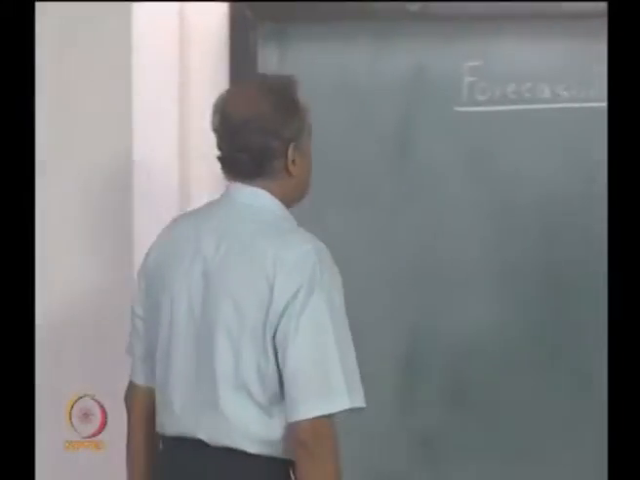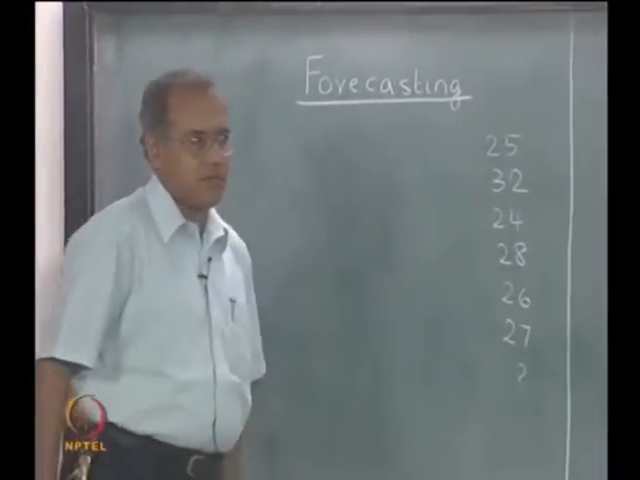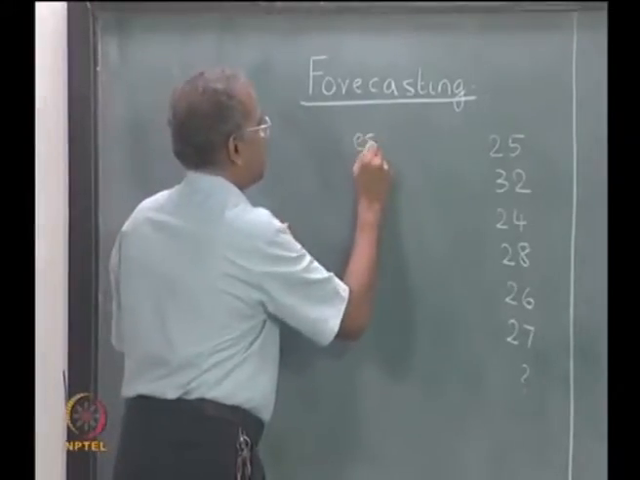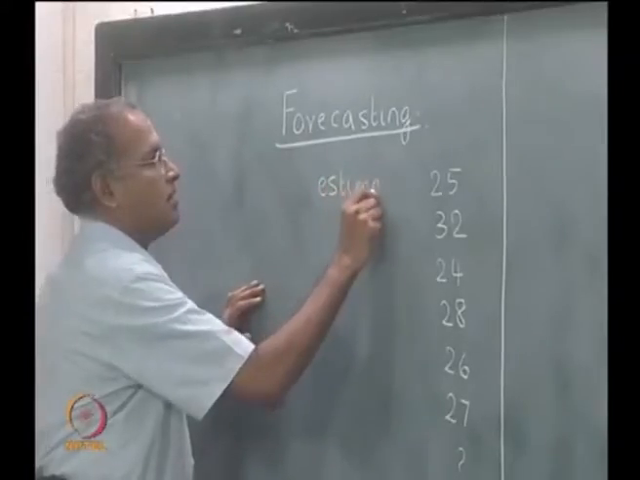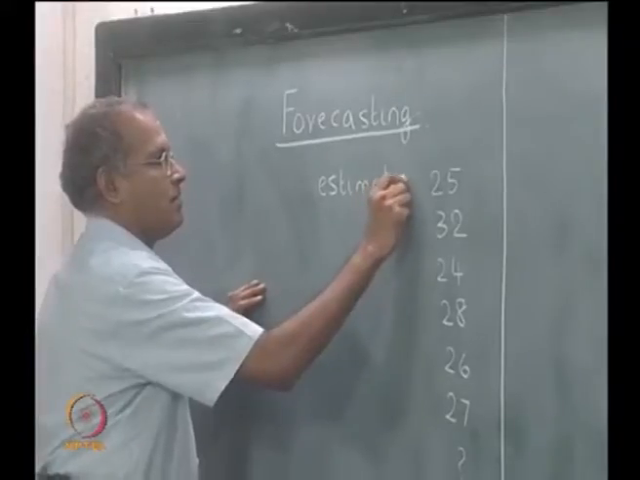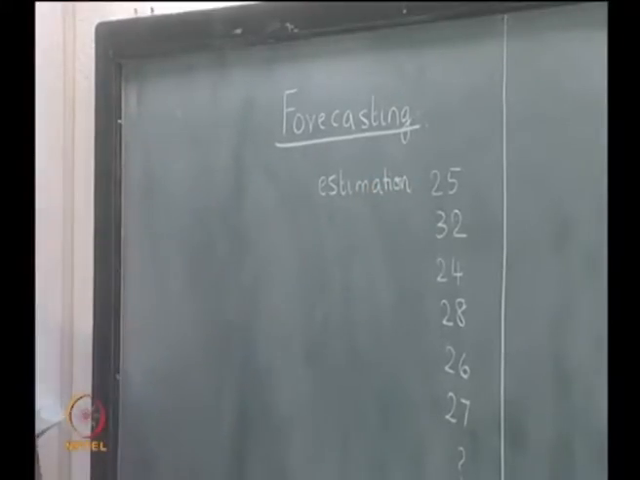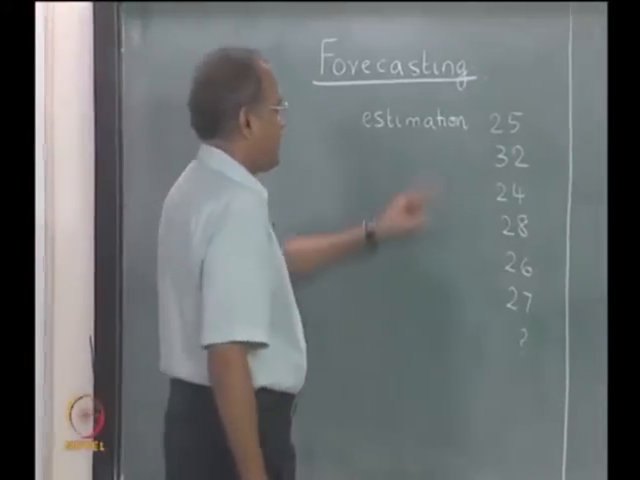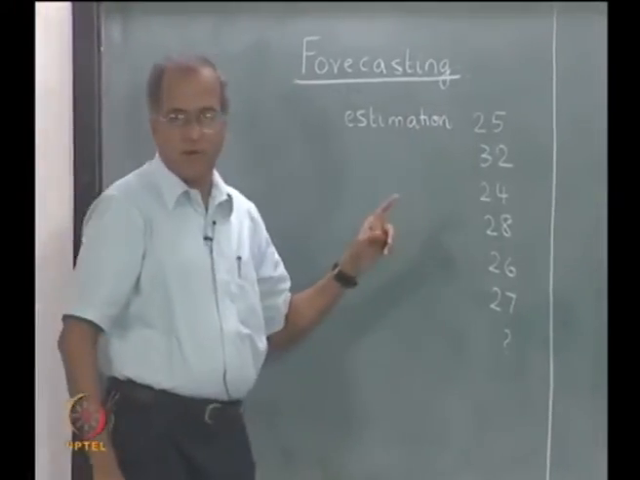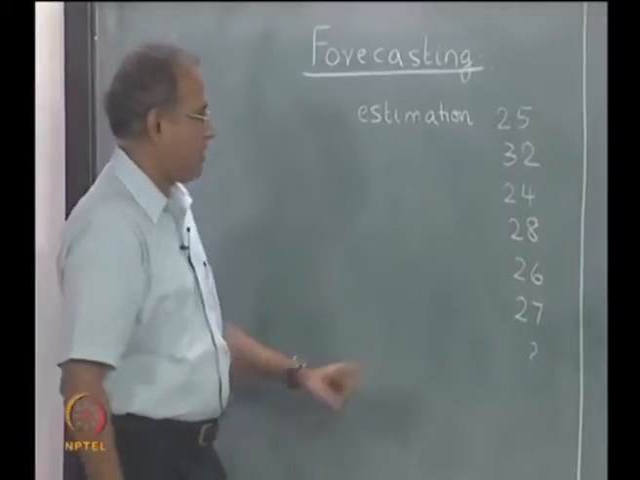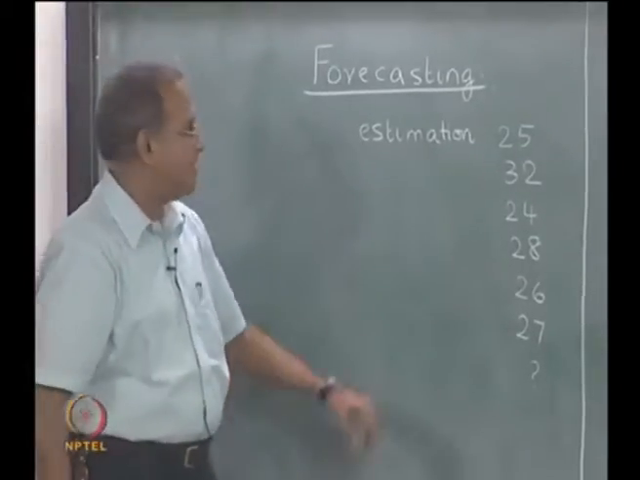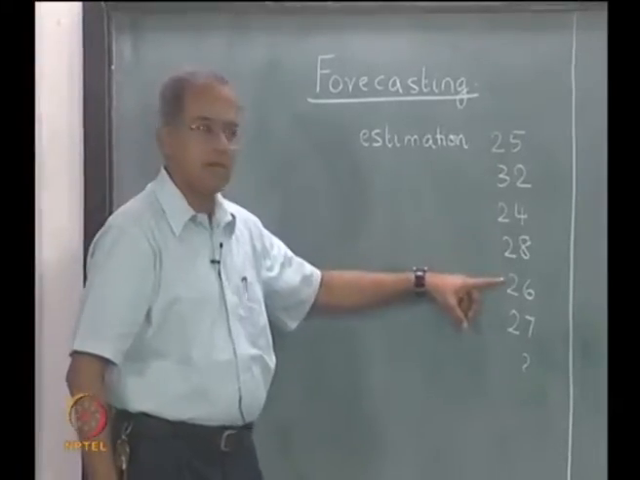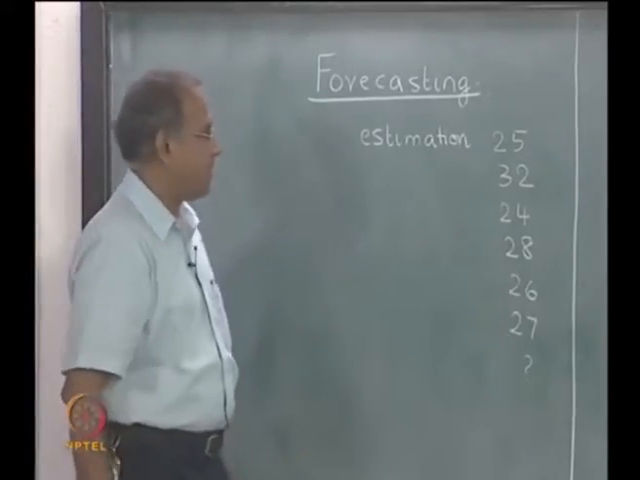We begin our discussion on forecasting. Forecasting essentially deals with estimation of future demand for a product. For example, we could have demand for a particular product, let us say in the last 6 years as 25, 32, 24, 28, 26 and 27.